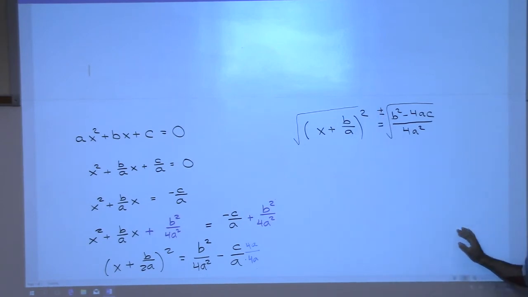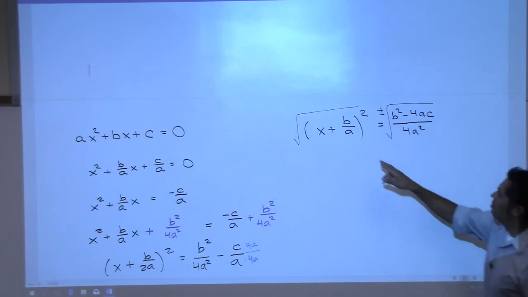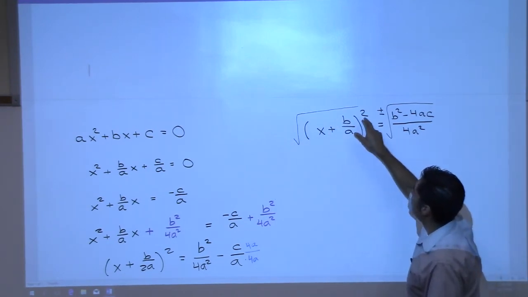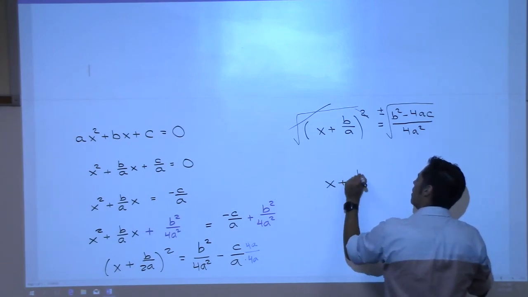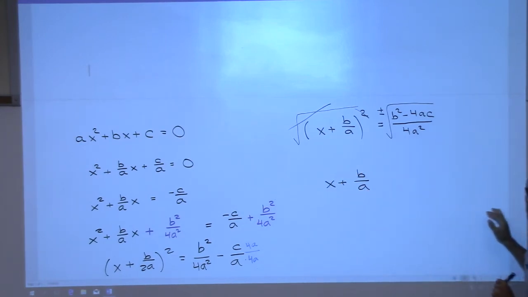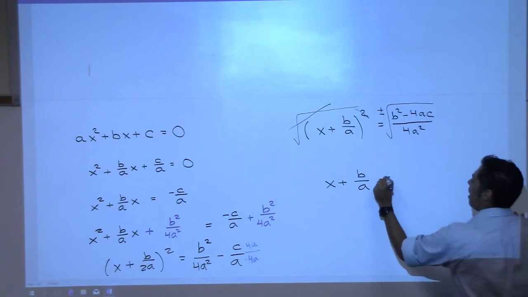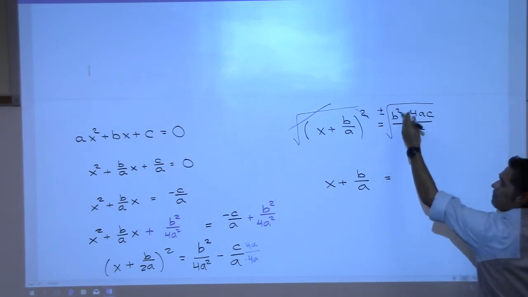Now, I haven't talked about that too much. You're just going to have to take that on faith at this point. So what happens when you square root a squared? It goes away, right? Kills this off, and all you're left with is x plus b over a. With me? Okay.